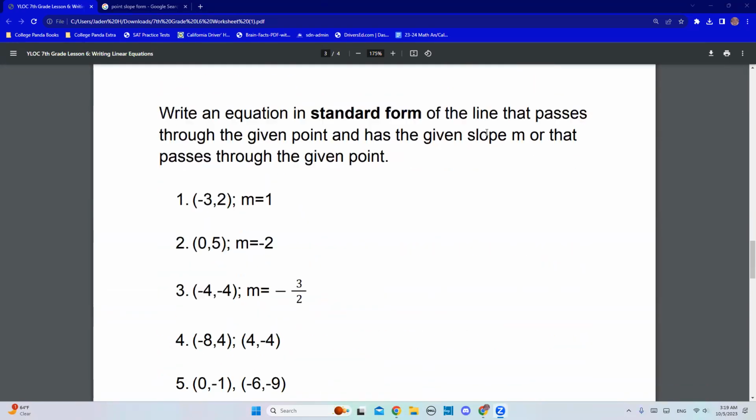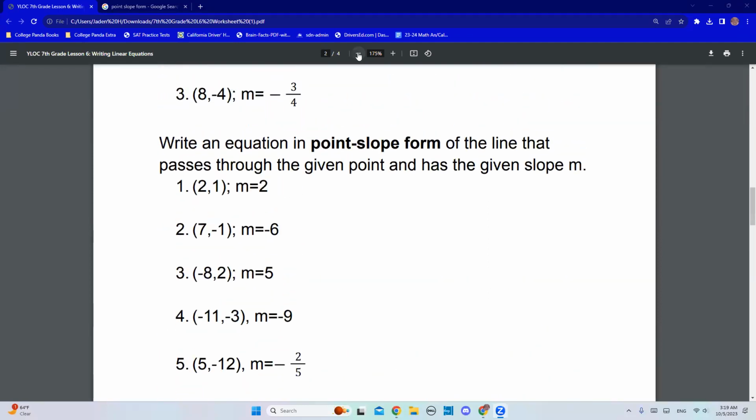All right, write an equation in standard form of the, actually, let's try one more problem of this. It's number 2. So the y coordinate for this one is negative 1 and the x coordinate is 7. So we would plug it in. So y minus negative 1 equals negative 6 times x minus 7. Well, the two negatives here would cancel out, and that gives you y plus 1 equals negative 6 times x minus 7.